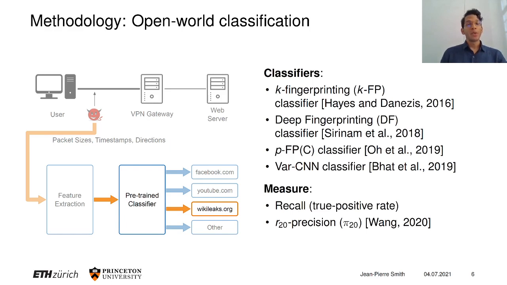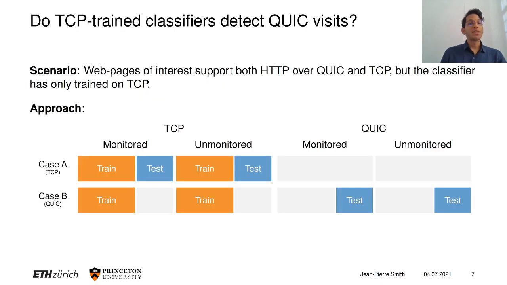Here we use R20 precision, as it allows us to fix the number of unmonitored visits for every monitored visit that the user does in the computation of our metric, and this better emulates our user in the real world, which would not visit monitored and unmonitored samples in the same ratio as our dataset. With this setup, the first question that we sought to answer was, do TCP-trained classifiers detect QUIC visits?